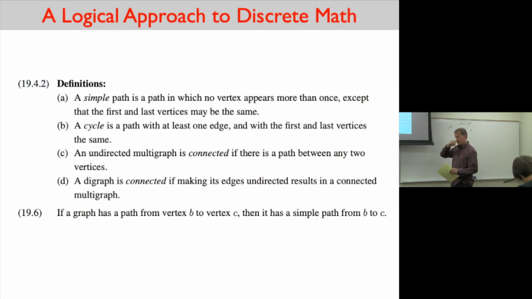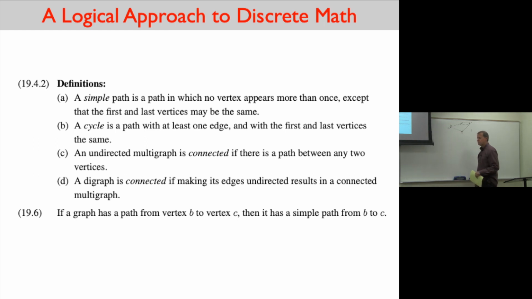Question: can a cycle have a vertex other than the beginning and the end appear more than once? Yes, because a path can. A simple path can't repeat vertices except for the end. Is a cycle always a simple path? A cycle, according to that definition, can repeat vertices. No, a cycle can be not simple. It may or may not be simple. You're right. We made a mistake.